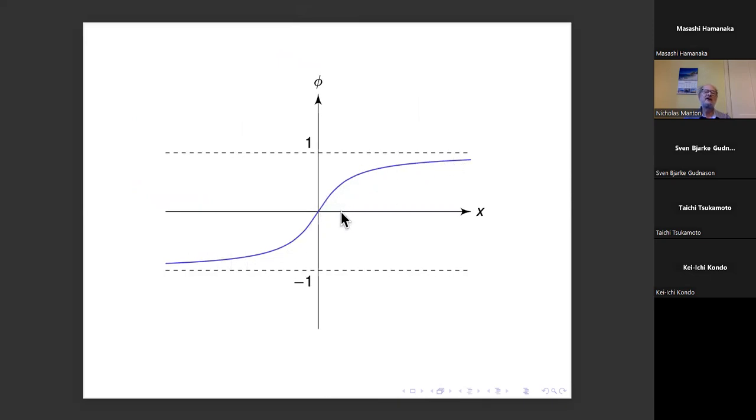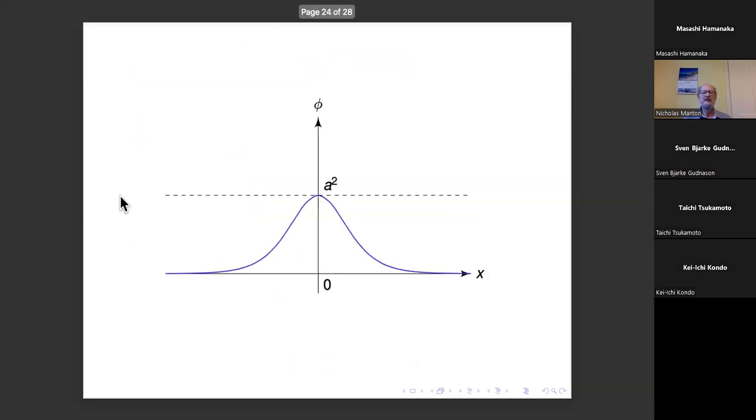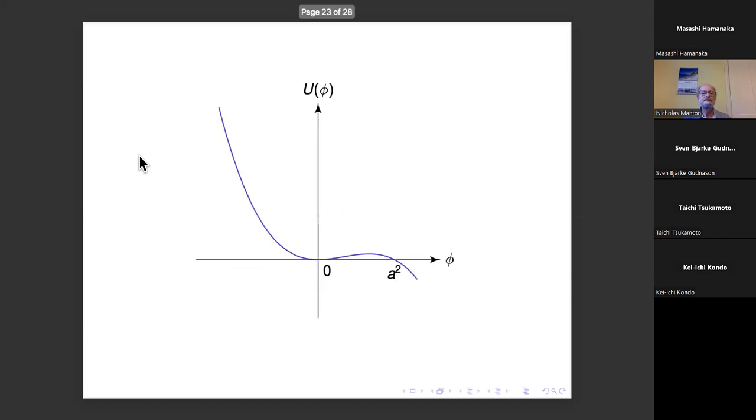And therefore when you think about this second variation operator, the translation zero mode is the lowest mode because it's got no zeros. And so this object is stable. It's got no negative frequency mode. But because this Sphaleron has a maximum where the derivative is 0, it's unstable.